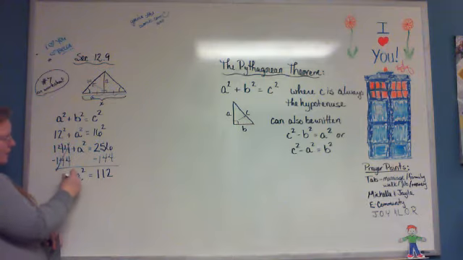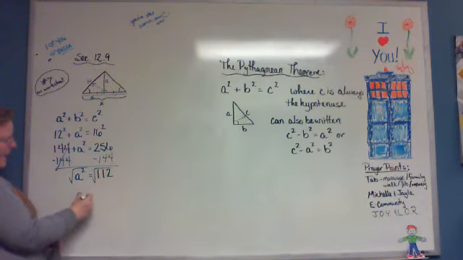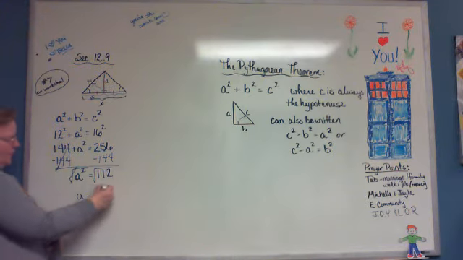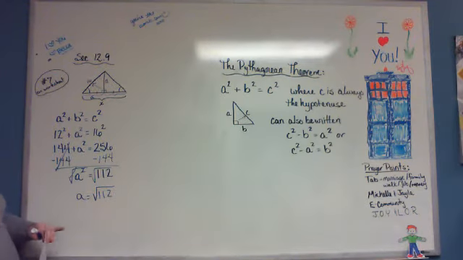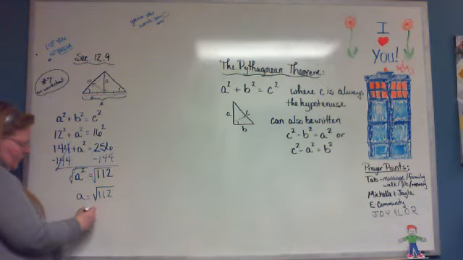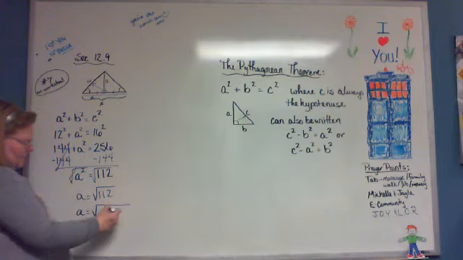And then we have to take the square root of both sides. We get a on that side, and we get the square root of 112. Well, you can't leave it as that, because 4 goes into 112, and 4 is a perfect square. So we have to figure out what the square root of 112 is.